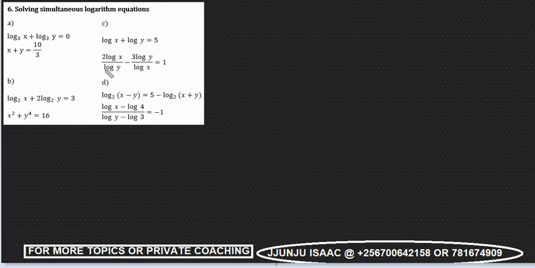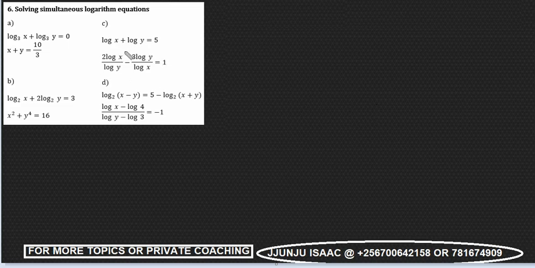So for part C, we have log x plus log x plus log y equal to 5. Now here you need to note that when you have the log and there is no number given down as a base, you know that is log base 10. But I want you to observe clearly. We have log x plus log y equal to 5.